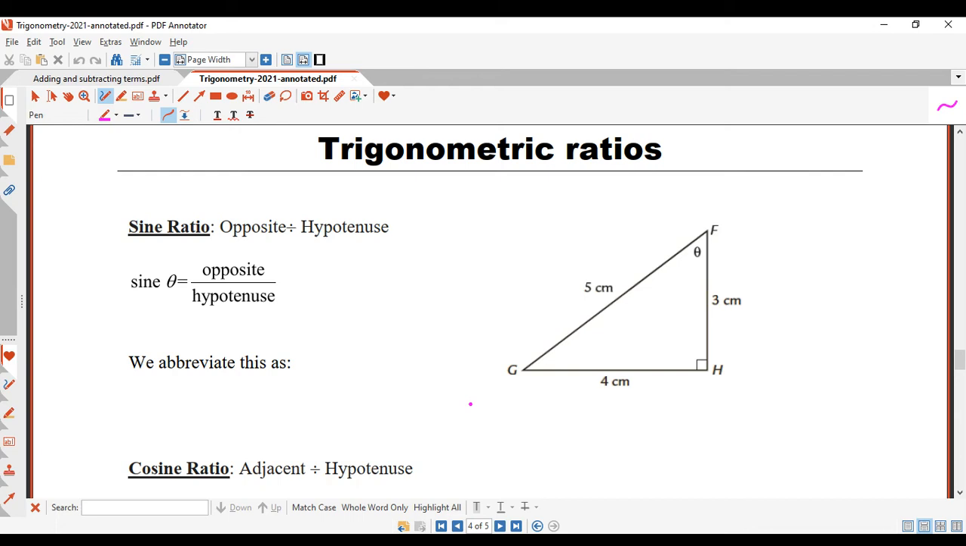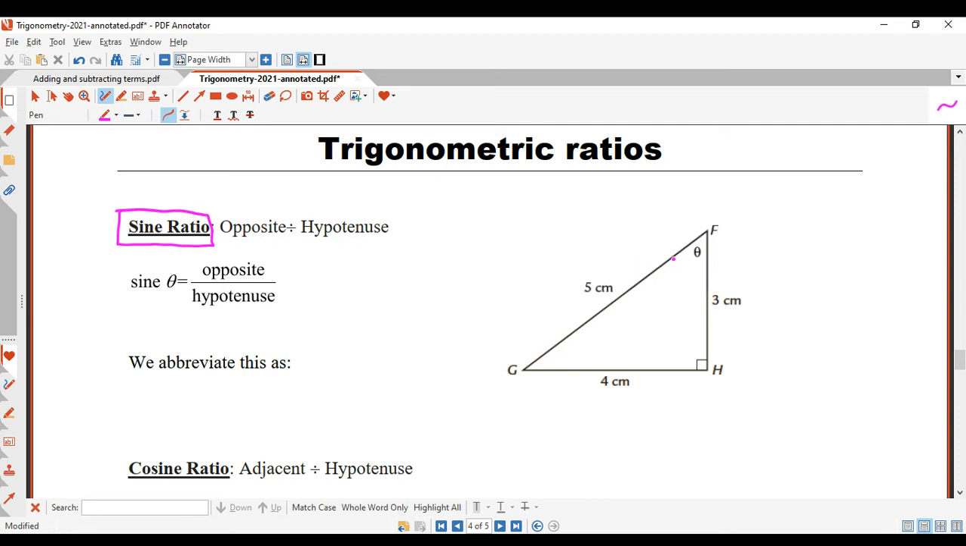All right, boys, we're going to be looking at something called the trigonometric ratios. Now, what are the trigonometric ratios? It just means we are dividing two sides of the triangle. So the first ratio we're going to be looking at is the sine ratio. It's a new word, the sine ratio. Now, what is the sine ratio? It's the opposite side divided by the hypotenuse.